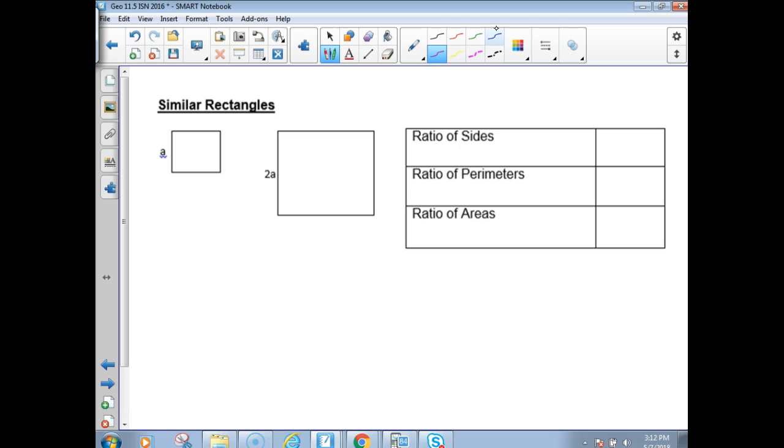Similar rectangles, here it is generalized. If you have A to 2A, the ratio of the sides would be, what happens with the A's? Yeah, they would cancel out, giving you 1 to 2. Okay, then the perimeters would also be 1 to 2. And areas, 1 squared to 2 squared, which we would write 1 to 4.